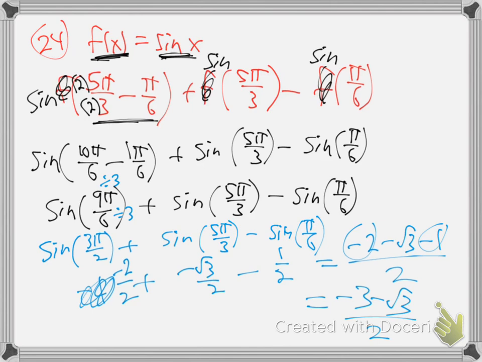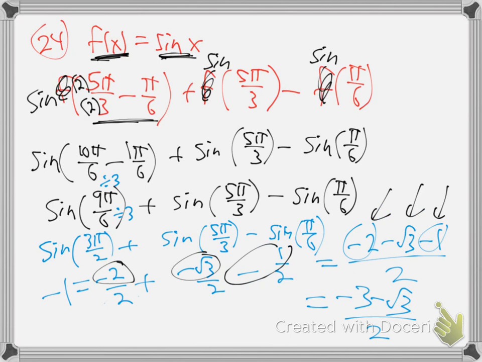Is that too quick at the end? So that -1, let me write that again. That -1 I converted to -2 over 2. And then I just put the tops together. I just said -2, -√3, -1. Right? -2, -√3, -1, all over 2. And then I combine -2 minus 1 to be -3. We're done. It's a lot of work there. But in the end, it was just combine and go to the unit circle.